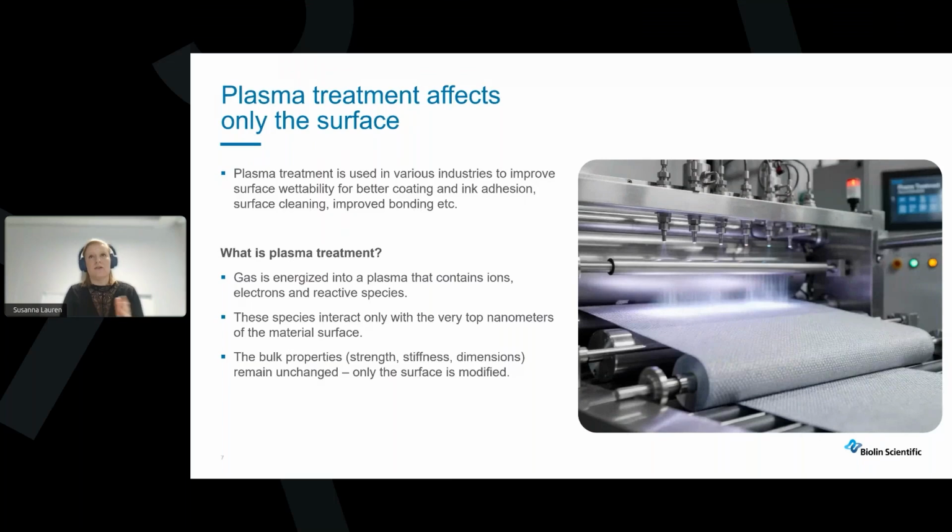As said, I'm not going to go too much into the details of what plasma treatment is, but in general, it's basically just a gas that is energized into a plasma that contains ions and electrons and other reactive species that are bombarded into the surface of our material. The purpose is really to change only the very top of the material surface. So we are using plasma to modify the surface properties, not the bulk properties of the material.